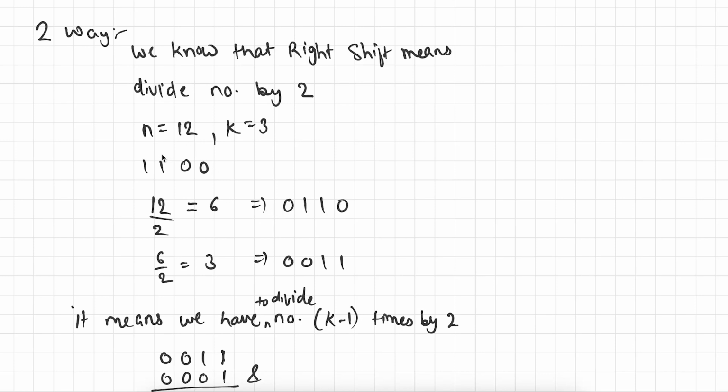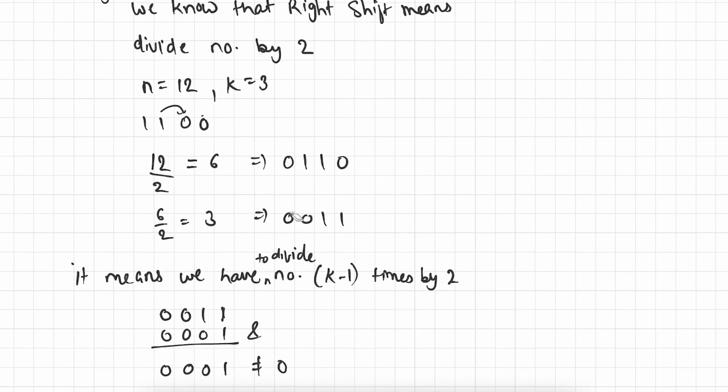So you can see that this bit is now shifted here, right? And when we again divide 6 by 2, we get 3. As you can see, all the bits are shifted to the right side. Now this bit comes over here and this bit comes over here. So we get 0011. So how many times are we dividing the number? If k is 3, we are dividing the number 2 times. So it means we have to divide the number k minus 1 times to get our bit shifted to the first position.